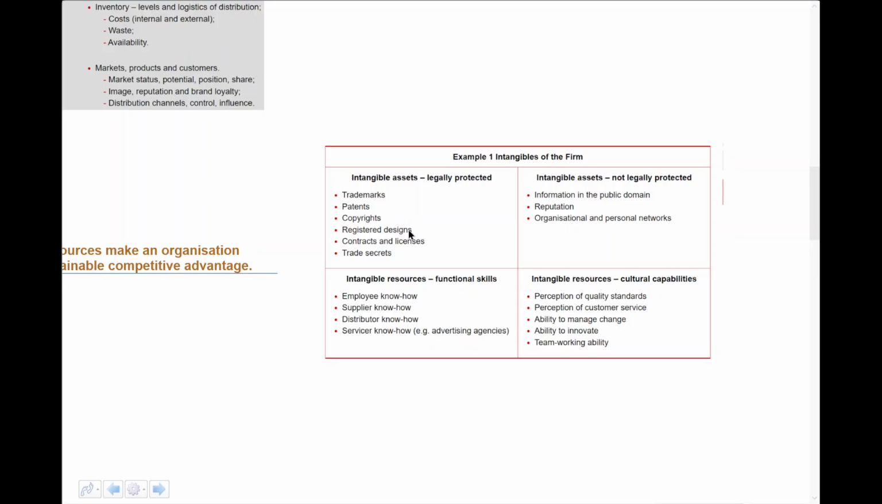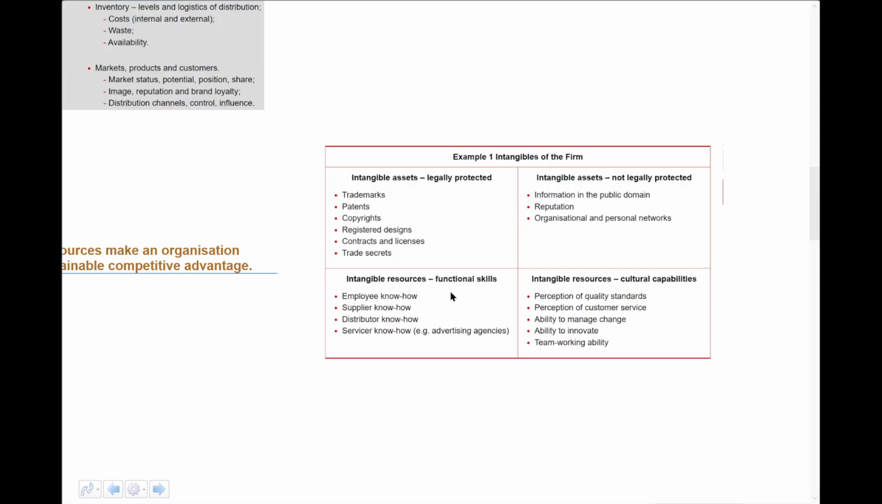Outside of that, when we think about areas of intangibles that are more difficult to protect, but certainly have value. Obviously, things like information that's readily available, or perhaps our reputation, or our ability to develop networks, our stakeholder management, our personal networks, the relationships perhaps that the board have with other players in the market, with governmental bodies, with regulators, etc. So there's the two sides to assets, as it were.